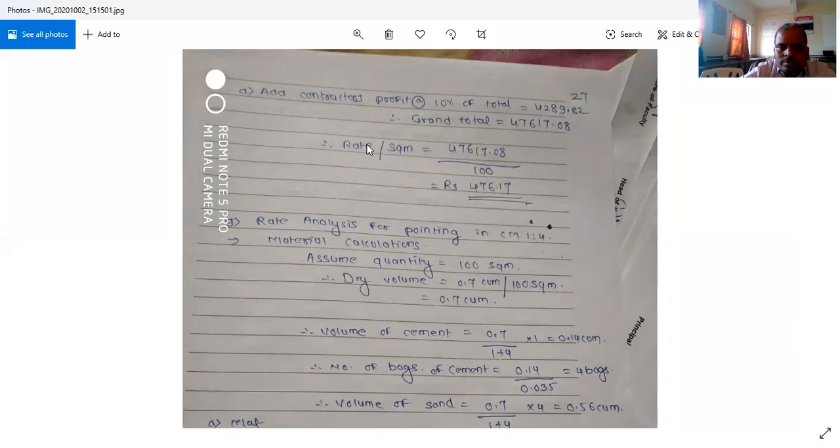4289.82, and the grand total will be 47,617.08. So the rate per square meter is 47,617.08 divided by 100. So it will be 476.17 per square meter. Per square meter means near about 10.76 square foot.